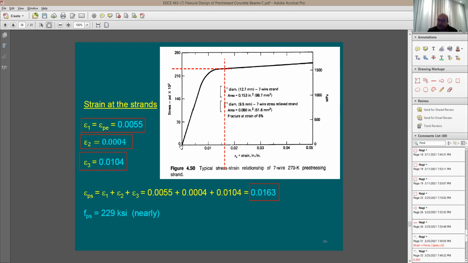Now let's look here. Stress-strain relationship. The strain is given on the x-axis, stress is given on the y-axis. So what do you do here? You're going to come here with a vertical line at this given strain, 0.016, and look at the amount of stress. It is about 229. What did we assume for this value? Anyone recalls?